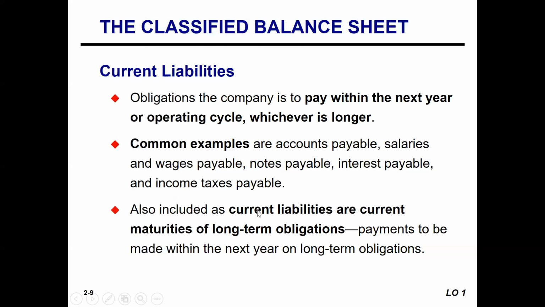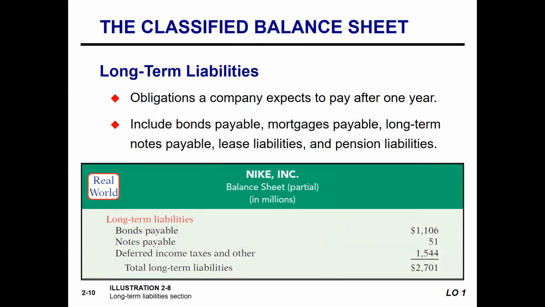Also included are current portions of long-term obligations. So if I have a long-term liability, as long as it's a liability, I owe money. Now, right now, I may say that I owe the money 10 years from now. But when I get to the 9th year, that liability has become current. We'll take a look at current liability, some examples, and come back to this current portion of the current maturities of long-term obligations. So long-term liability is something that a company expects to pay after 1 year.